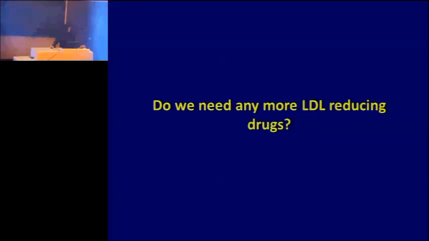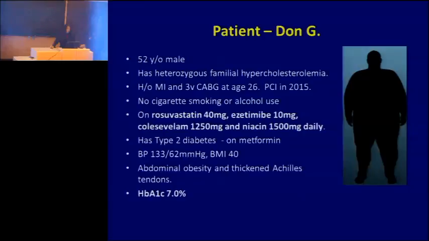So this is my patient, Don. He's 52. He has heterozygous familial hypercholesterolemia. Essentially, he has very high cholesterol, with untreated LDL cholesterol in the 300 milligram per deciliter range. And he had a myocardial infarction and a three-vessel CABG at the age of 26. He was doing fine for 25 years, and then he developed angina again in 2015 on therapy and required percutaneous intervention. He doesn't smoke or drink.